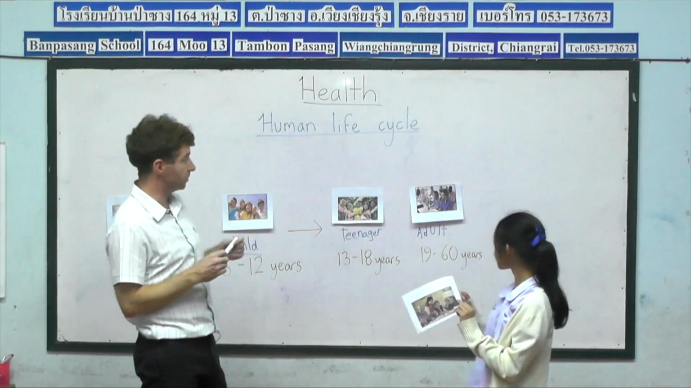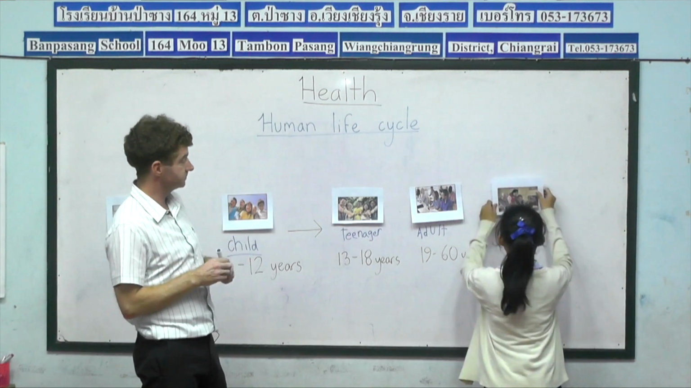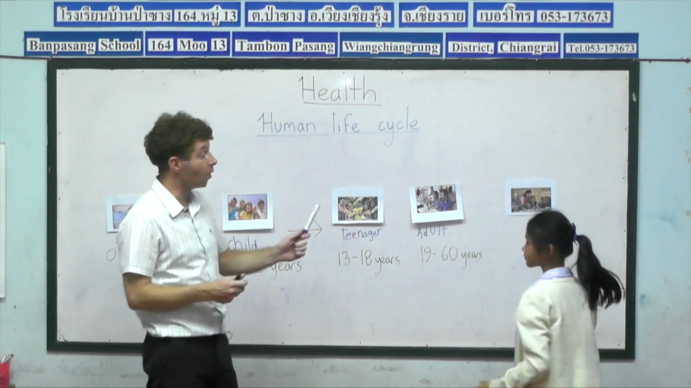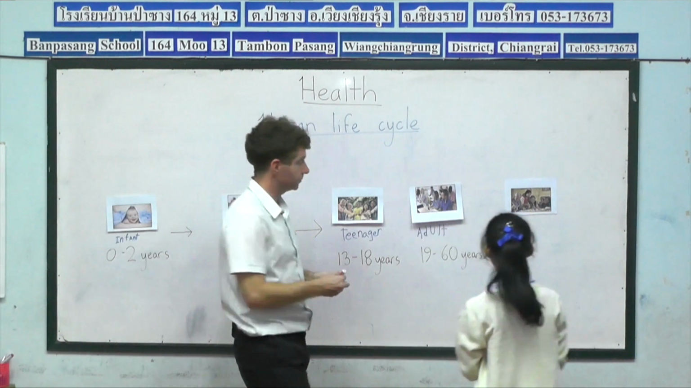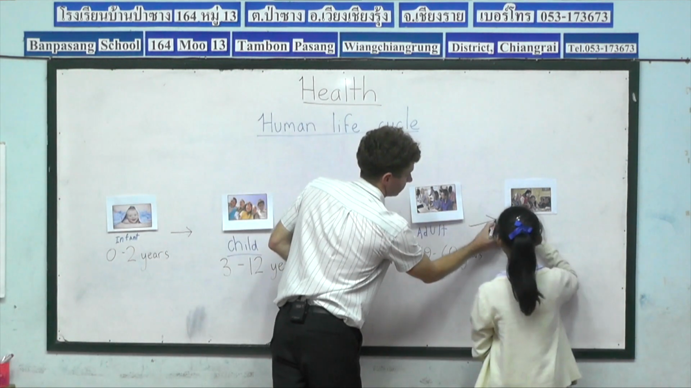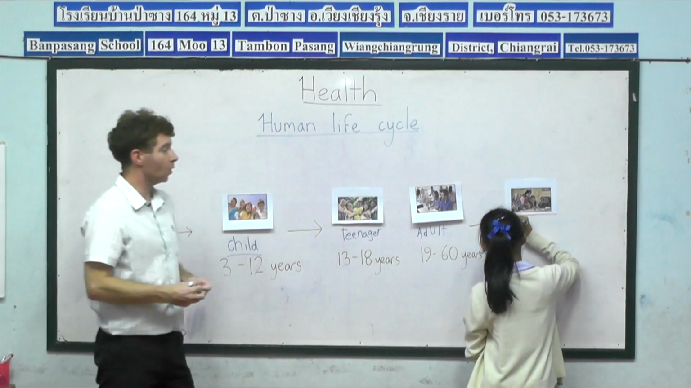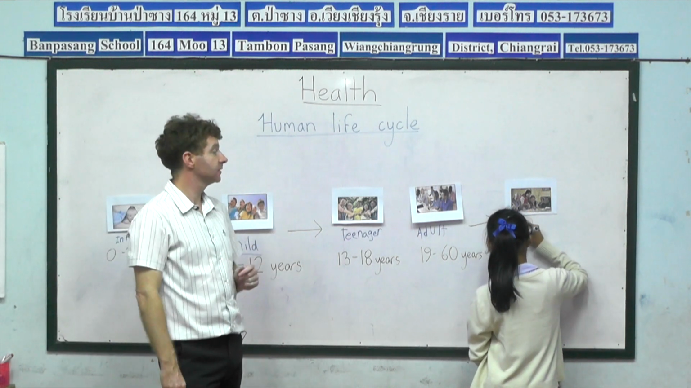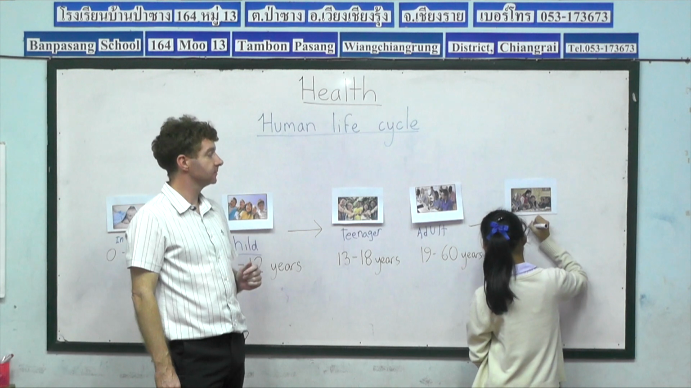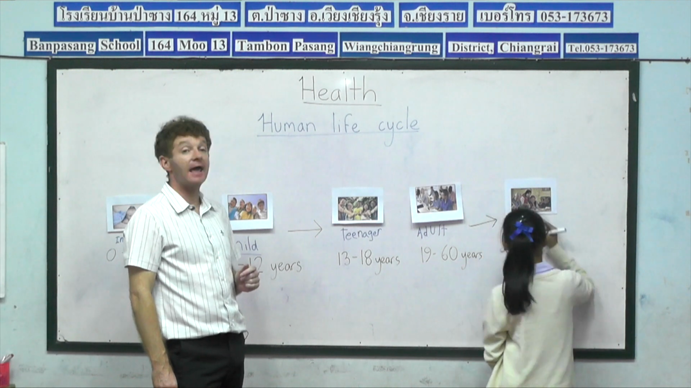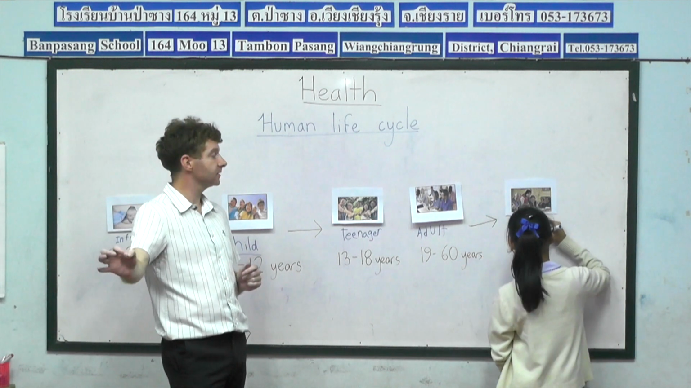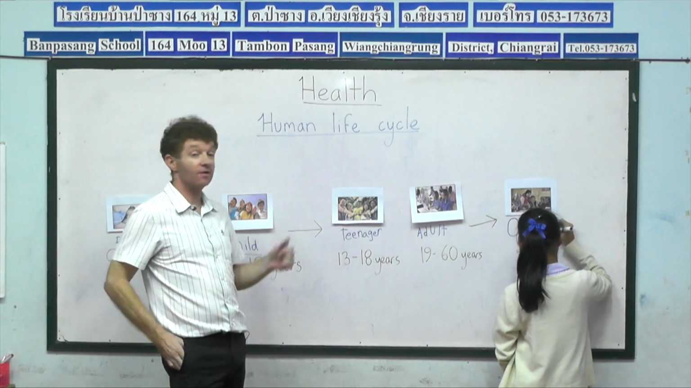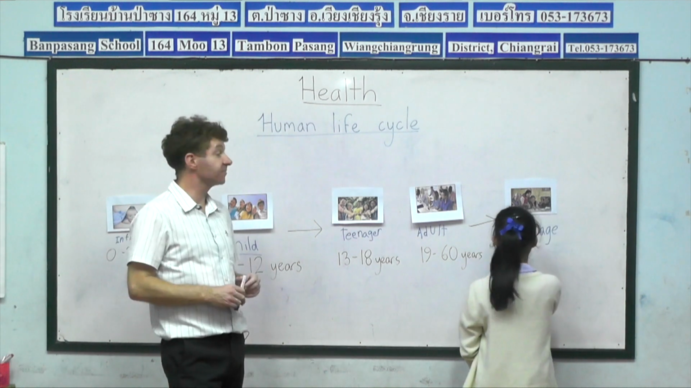So Dawn, can you place it on the board? Very good. And then, can you write the term old age under the picture? And I'll give you the arrow first. Old, O-L-D. And then age, A-G-E. Perfect. Old age.